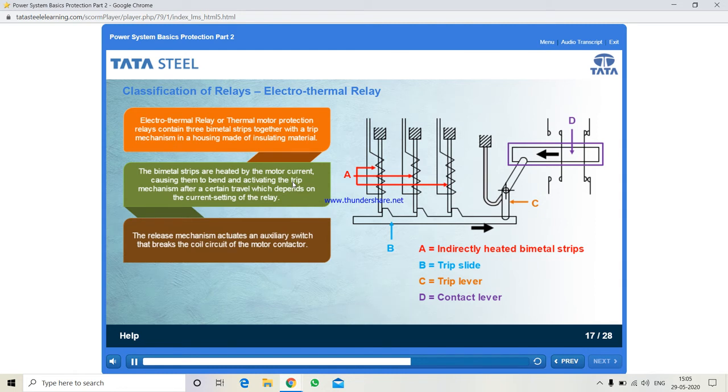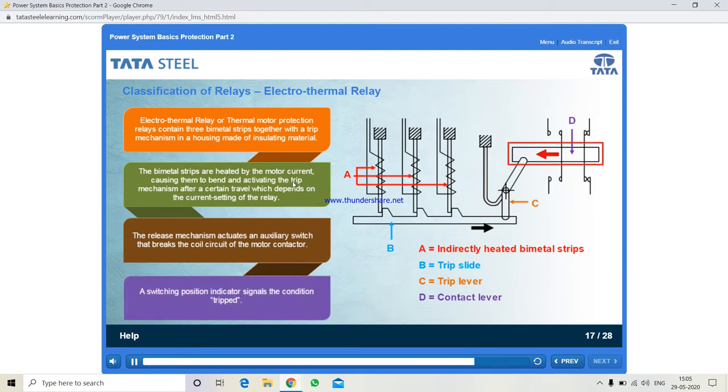The release mechanism actuates an auxiliary switch that breaks the coil circuit for the motor contactor. A switching position indicator signals the condition trip. You can also see a compensation bimetal strip in the diagram.